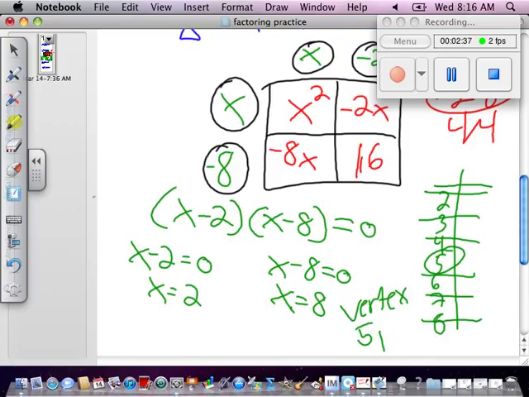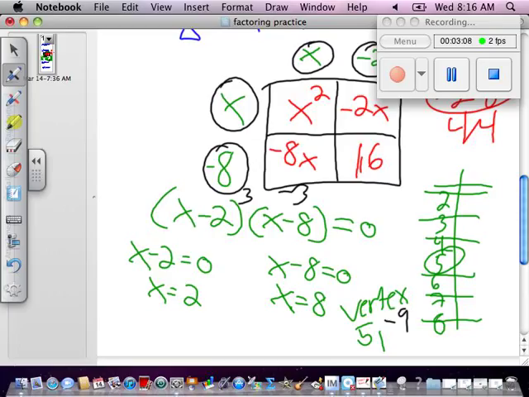Let's find the y value. So 5 minus 2 is what? 3. 5 minus a negative, minus 8. So 5 minus 8 gives me negative. So what's 8 minus 5? 3, and 8's the bigger one, so it's negative. And what's 3 times negative 3? Negative 9. So 5, negative 9 is my vertex.